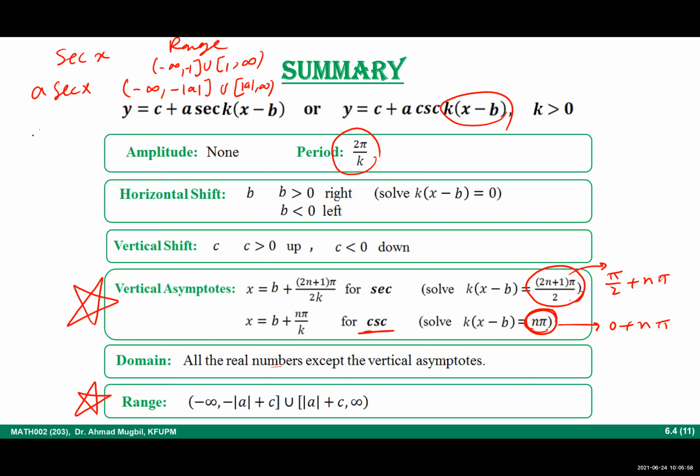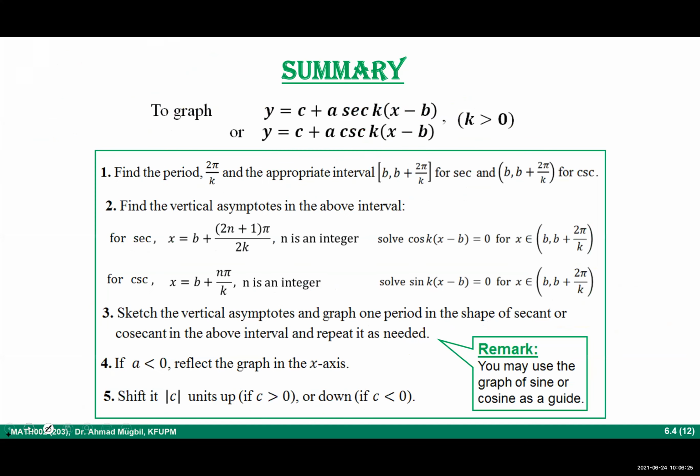Now, if we have a and we add c, we will add c here also. So it will be from -infinity to negative the absolute value of a plus c, which is this one. So in general, what is this? This is the vertical shift. What is this? This is the amplitude of sine and cosine, the maximum and the minimum for sine and cosine.